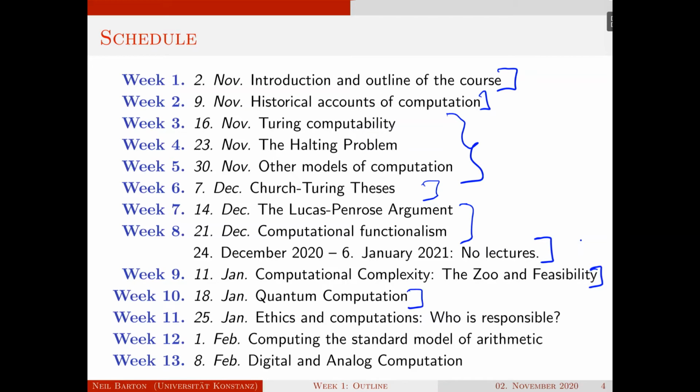And then after we've done this, we'll try and bring things together on some more philosophical issues again in the final 3 weeks, starting off with looking at the ethical implications of some of the results, or whether there is a question of responsibility given some of the difficulties we'll have seen in the earlier weeks. And then in the last 2 weeks, we'll look at whether or not notions of computation help us isolate the standard model of arithmetic. And finally, in the final week, we'll look at whether a decent distinction can be drawn between digital and analog computation.